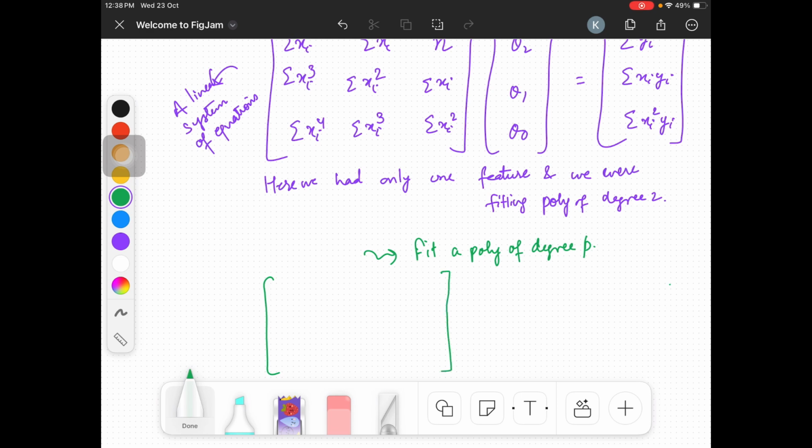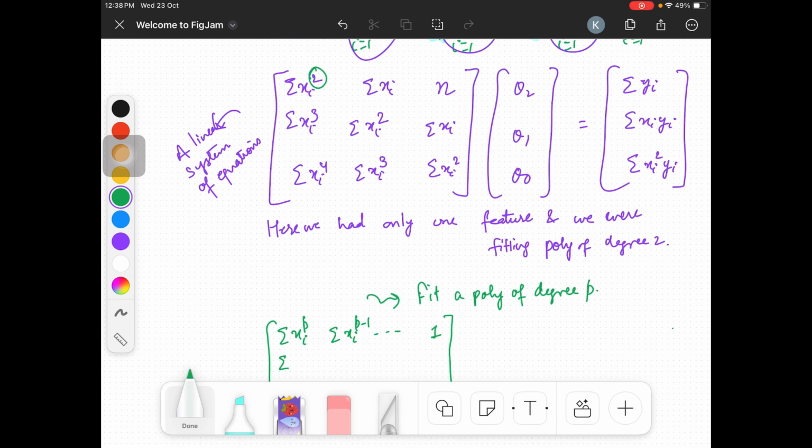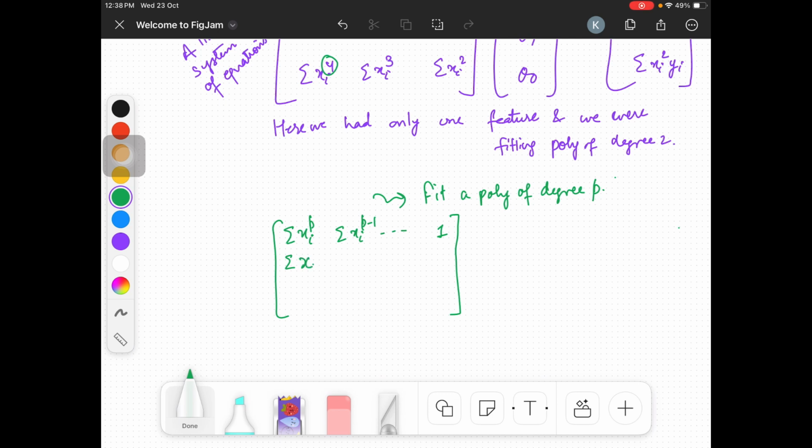So you'll get something like this, that you have xi power p here, then you have p minus 1 here till you get a 1 here, and then in the next row you will have, you see, we started here with xi2 because we were fitting a polynomial of degree 2. So we have to recognize the pattern. Here it was 3, here it is 4, right? So here it will be p plus 1, and then you keep on decreasing, I'm sorry. So it will be p and so on. Here it will be simply xi, and in the next row it will be p plus 2, then here it will be p plus 1 and so on.